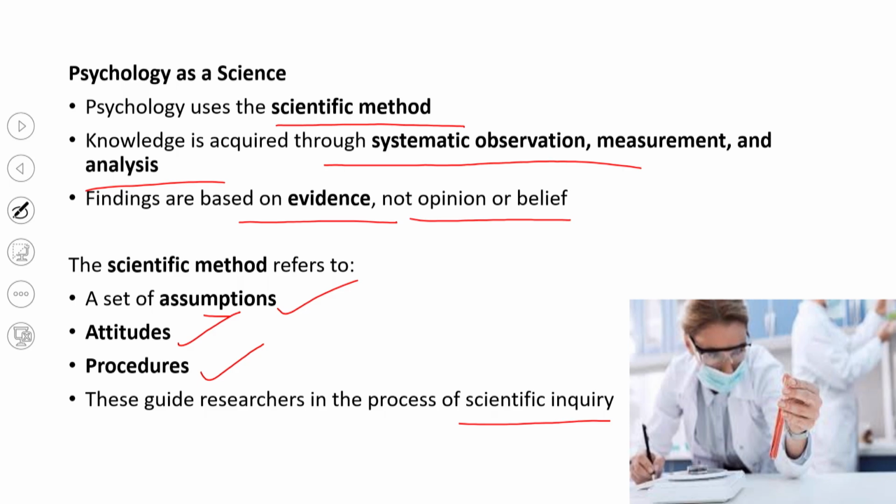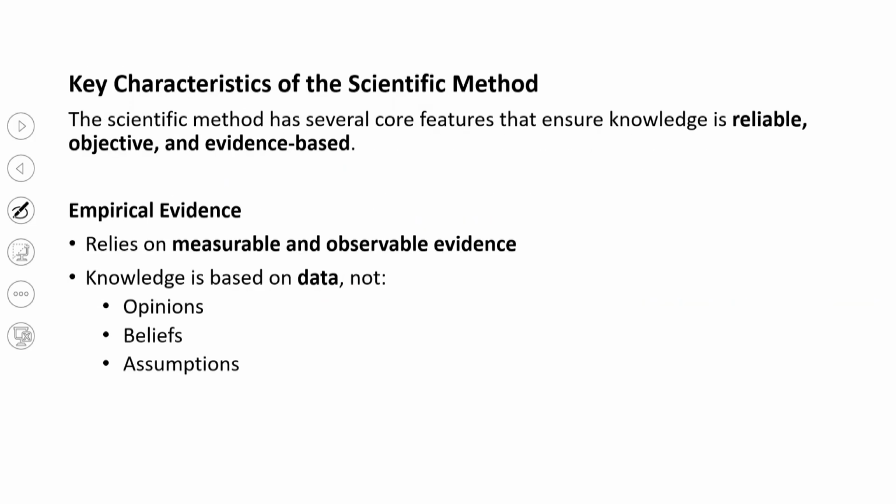We briefly touched upon this yesterday in the last lecture. Today, we will elaborate a little bit more on that. So, what are the key characteristics of the scientific method? Scientific method has several core features which ensure that the knowledge we are acquiring, or the data we are getting, is reliable, objective and evidence based. So, the first characteristic is that scientific method focuses on empirical evidence. Empirical evidence basically means it relies on measurable and observable evidence.